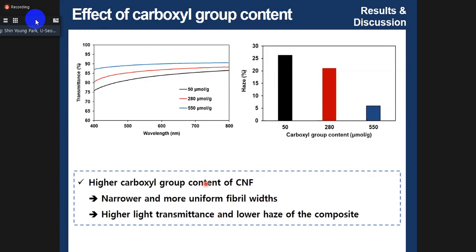And these are the light transmittance and the haze of composites prepared with two layers of each CNF sheet. We can see that higher carboxyl group content of CNF led to an increase in light transmittance and a decrease in the haze of the composite, which means a more transparent composite was obtained because higher carboxyl content CNF has narrower fibers. Thus, it can be said that the morphology of CNF also played an important role in determining the optical properties of the CNF epoxy composite. And narrower fibers would be good to increase the transparency of the composite.